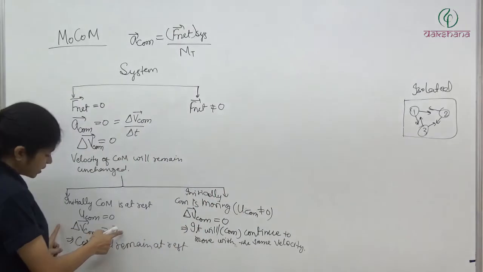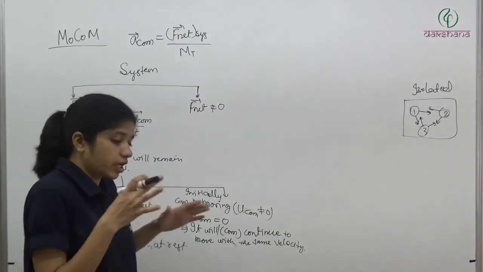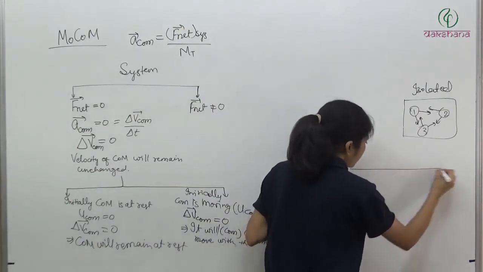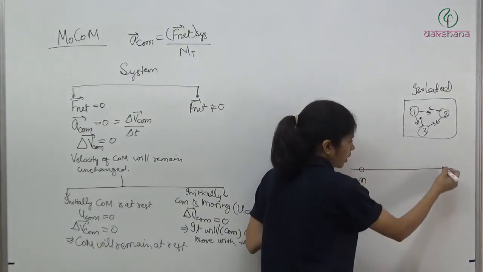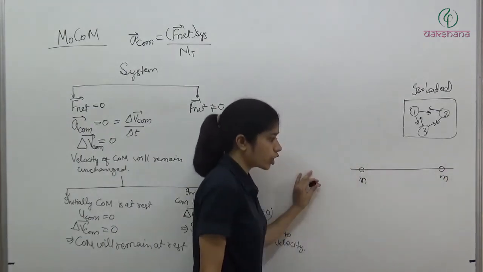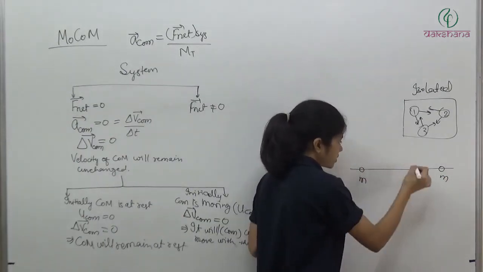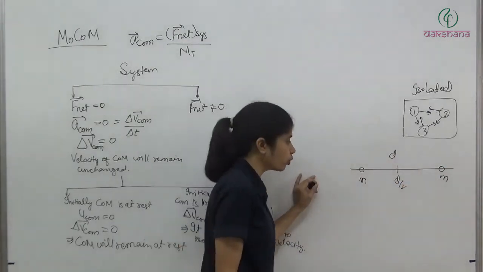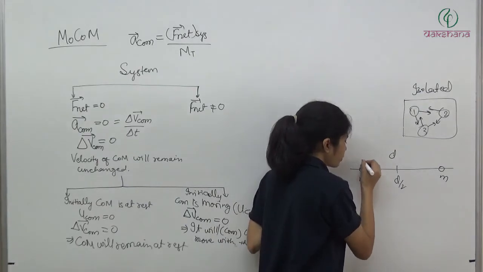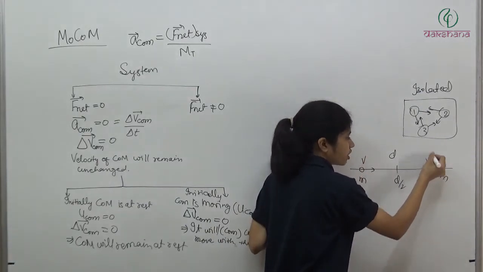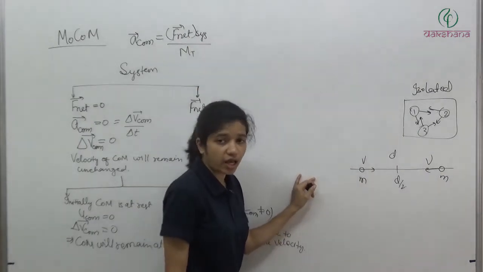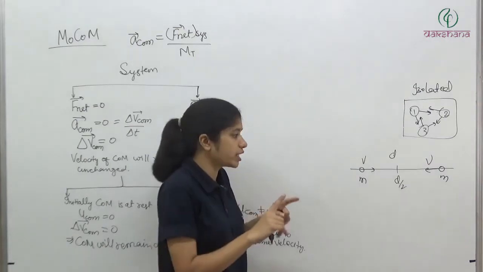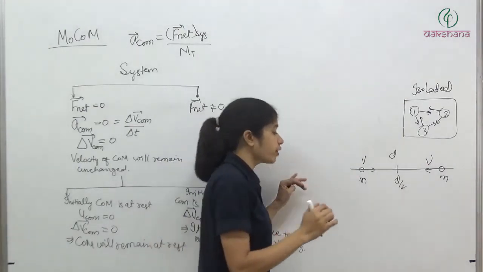Now I will show you one example where the individual particles are moving but the center of mass is at rest. Let's say we have a system, here we have mass m and here we have mass m. Clear? So now where will the center of mass lie? Let's say this distance is d. So it will lie at d by 2. Now this particle has velocity v and this particle is also having velocity v. It means individual particles are moving, but let's find out the velocity of center of mass.